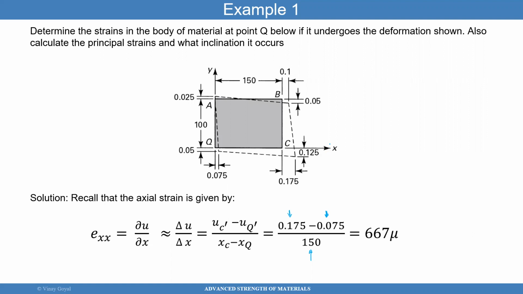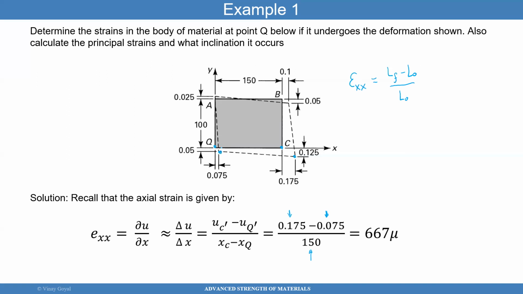There are other ways we could have done this calculation, but this is one of them. You could create a coordinate system 0, 0 here, figure out what the coordinates of this point are, figure out the new coordinates of where this point is, and use that to figure out basically what the change in length is. Because as you recall, epsilon xx can also be equal to the final length minus initial length divided by initial length. And I could also look at the coordinates of this point.